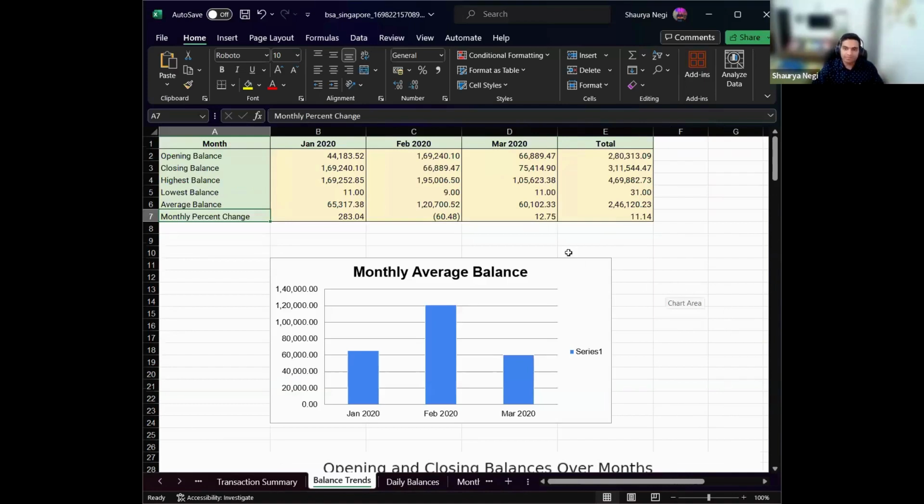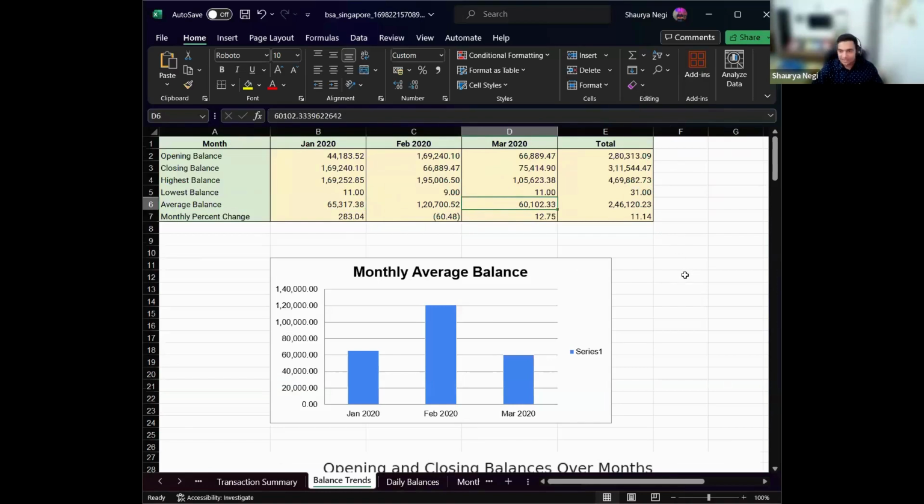Again, this basically gives the overview of balance over time in terms of opening balances, closing balances, highest balance, lowest balance, and average balance. So as you can see, the average balance in the month of February is approximately double of what the average balance is in the month of January and March, right? So in terms of numbers, we can make this analysis.